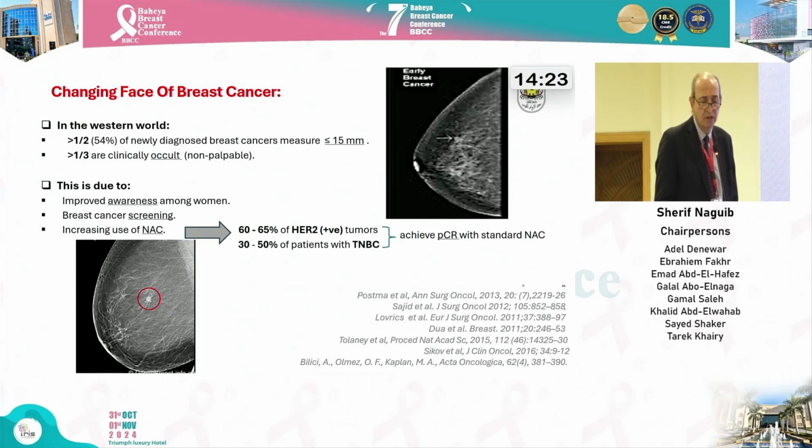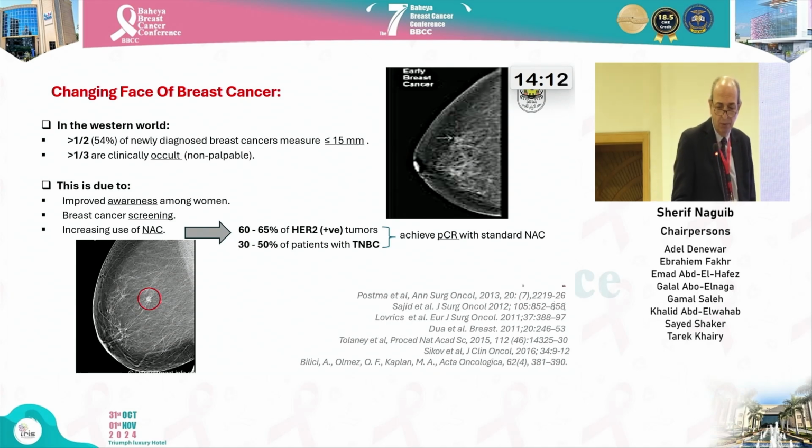In the Western world, more than half of newly diagnosed breast cancers are smaller than 1.5 centimeters, and more than a third are clinically occult, which means non-palpable. And why is that changing? Because there is an improved awareness about breast cancer among women, wide popularity of breast cancer screening programs, and the increasing use of neoadjuvant chemotherapy, which might result in pathological complete response in up to 65% in HER2 positive tumors and up to 50% in triple negative breast cancer.